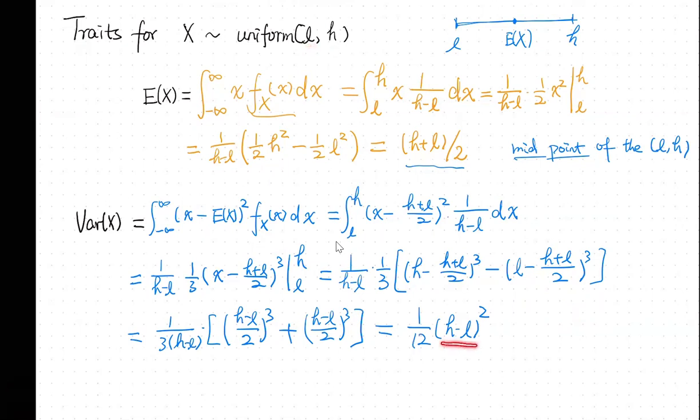As you can see, the variance increases with the length of the interval. This is intuitive because the longer the interval is, the less certain we are about the value of the random variable, and the more variable the random variable is. So therefore, that means the variance is higher. So these are the traits of a uniform random variable.